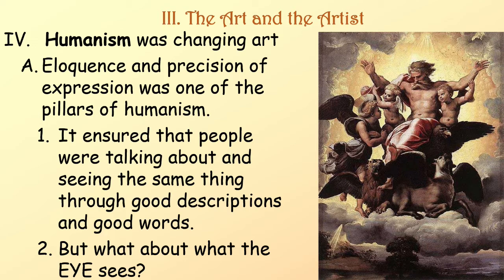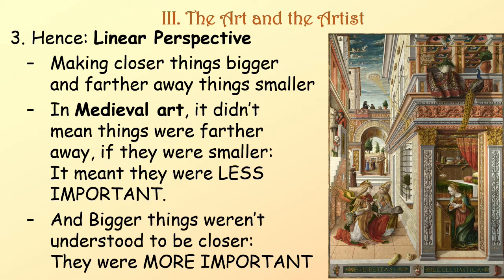Humanism, which we talked about last time, was changing the art. We talked about how eloquence and precision of expression was one of the pillars of humanism. And eloquence and precision assured that people were talking about and seeing the same thing, didn't it, through good descriptions and good words. But what about the eye? What about what the eye sees? Hence, linear perspective or geometric perspective, making things that are closer bigger and making things that are supposed to be farther away smaller.